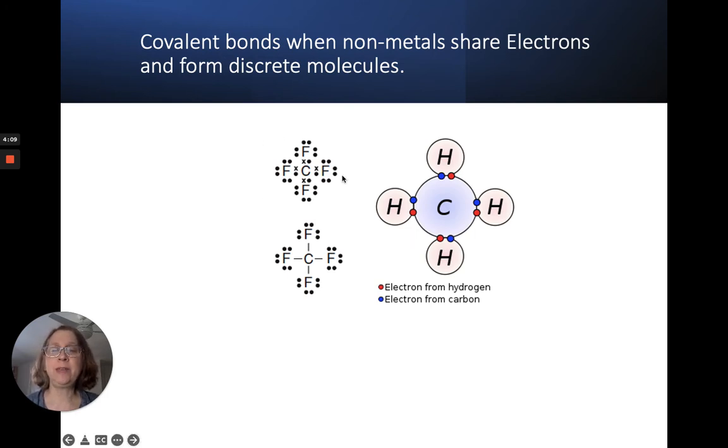You can see the same thing in this picture with CF4. Notice that the carbon is the X here. The fluorine just needs 1 more. As long as you keep this pair in between, fluorine feels like it has a noble gas configuration, and so does carbon. So covalent bonds form when nonmetals share electrons and form discrete molecules. And the key word here is share.